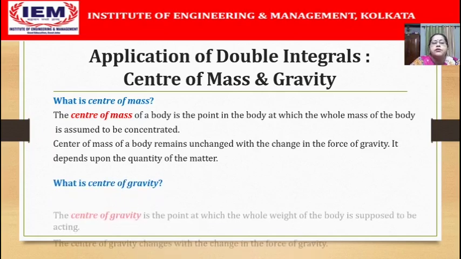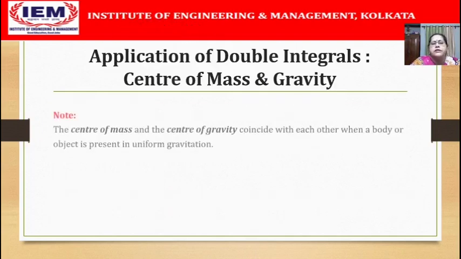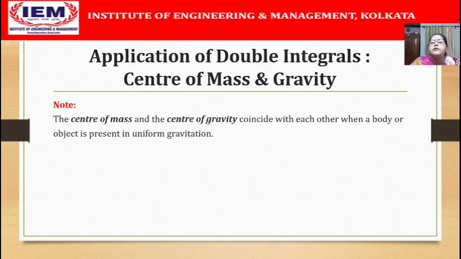However, center of gravity is the point at which the whole weight of the body is supposed to be acting. So the center of gravity changes with the change in the force of gravity. Now note that in our case, as long as we are in the Earth's gravitational field, the center of mass and center of gravity will coincide, because it's known that they essentially coincide with each other when a body is present in a field of uniform gravitation.